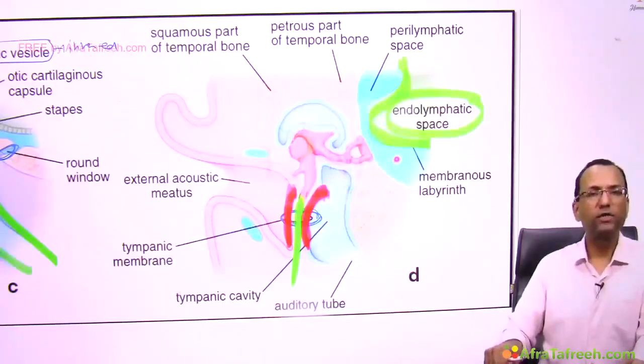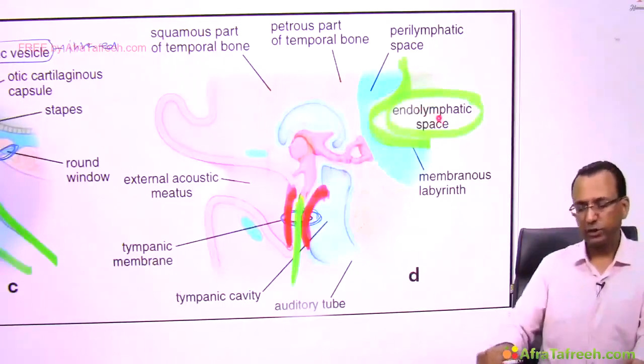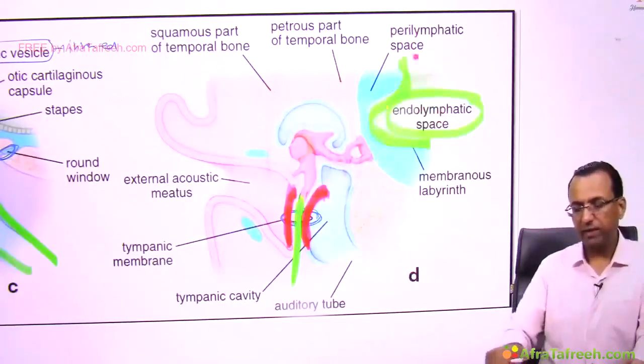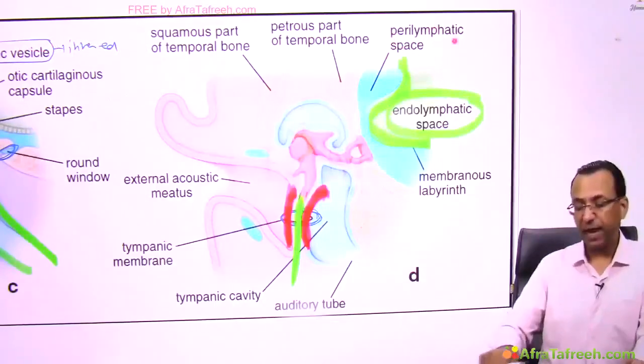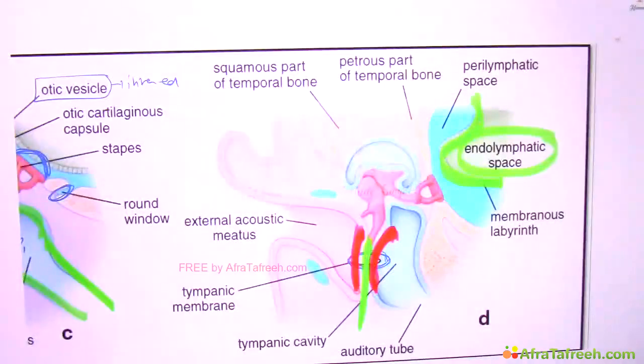First you have endolymph, inside the membranous labyrinth of the inner ear, surrounded by some perilymph, which is surrounded by some bony labyrinth. Where is the bony labyrinth? I can't see it because it's still developing.